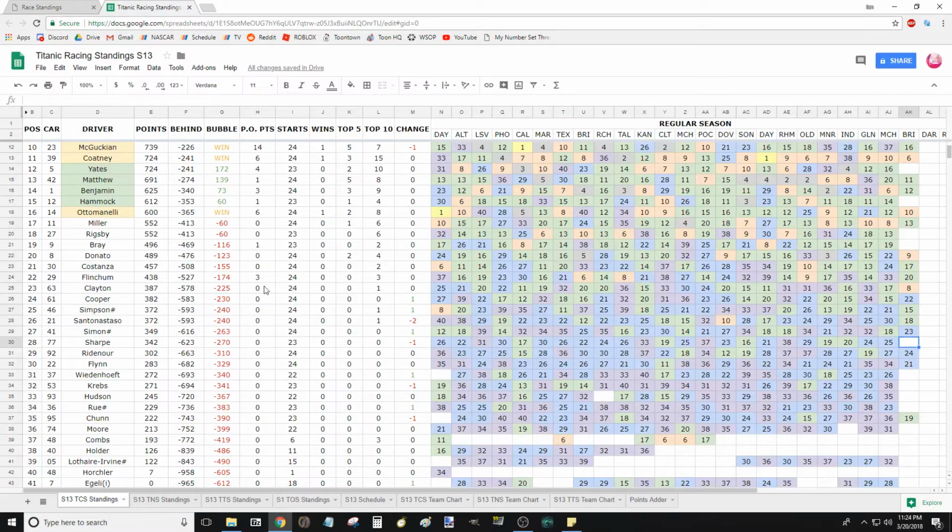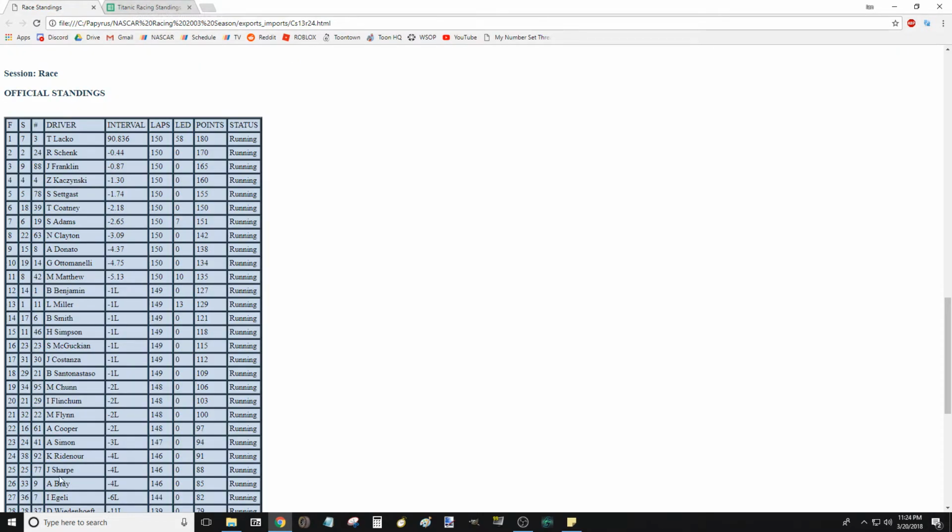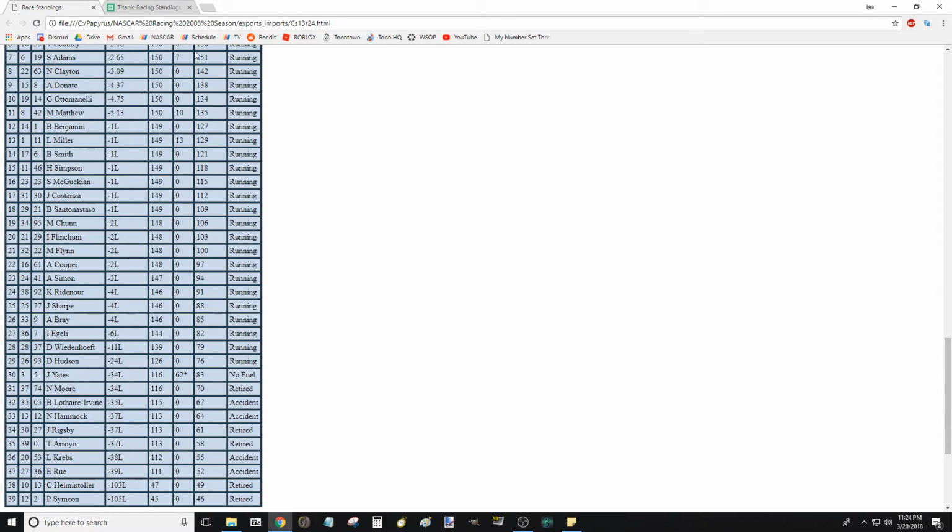Sharp, Bray, Galley. Sharp is the... Oh, where is he? Oh, he's right here. Bray is a little further up. 26, and then Galley, 27. Okay, you can go down. Weidenhoft, Hudson, Yates.